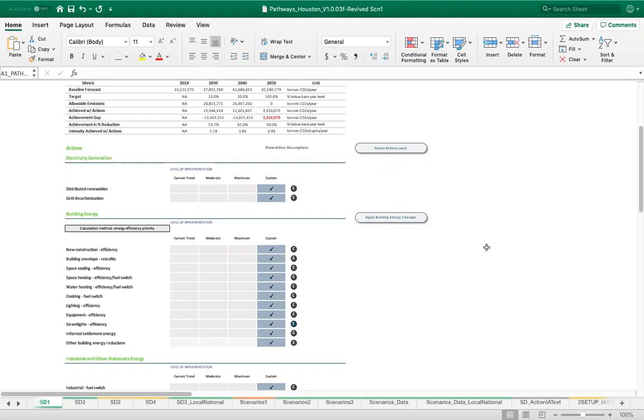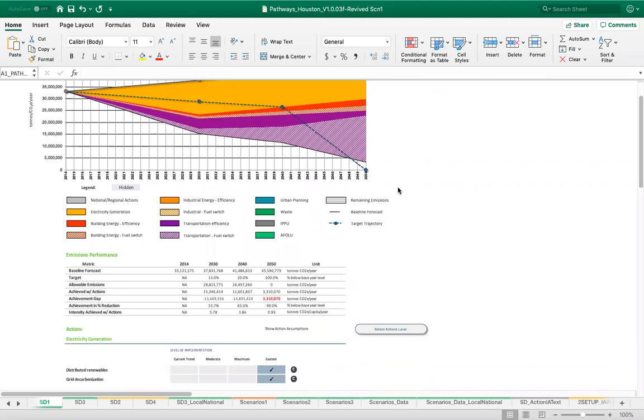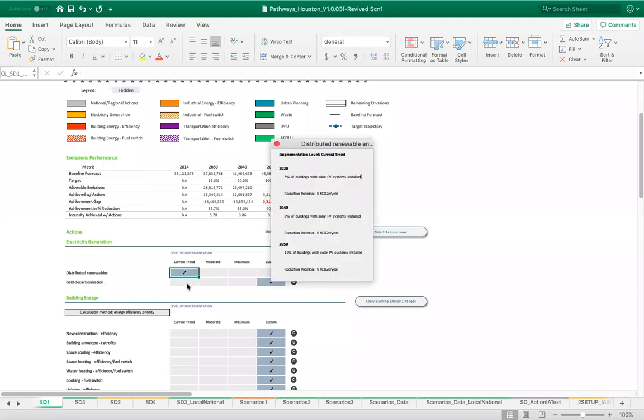To give you a demonstration, this is our wedge chart as it stands at the moment. You can see electricity generation is the big yellow portion at the top. I'll come to the custom settings shortly, but we've currently selected custom. But then what if we wanted to look at current trends? You double click this and you get the pop-up window that tells you what the assumptions are for that current trend setting. So in 2030, 5% of buildings have solar PV, then 8% of buildings, 11% of buildings for each of the years.